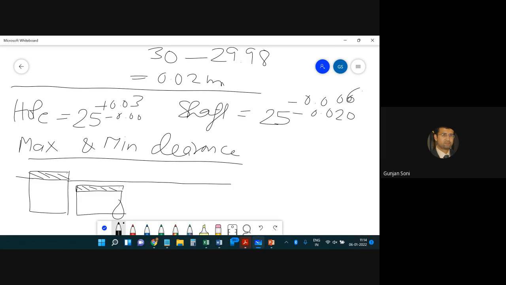Now we want to find out the maximum and the minimum clearance. So we can clearly see the maximum clearance will be when shaft is at the lower dimension and hole is at the maximum dimension. This is going to be your maximum clearance. Maximum clearance, and minimum clearance is over here. So this is your minimum clearance and this is your maximum clearance. Now tell me the value.